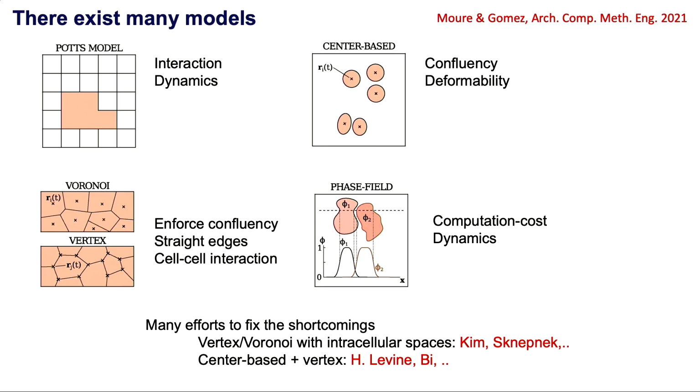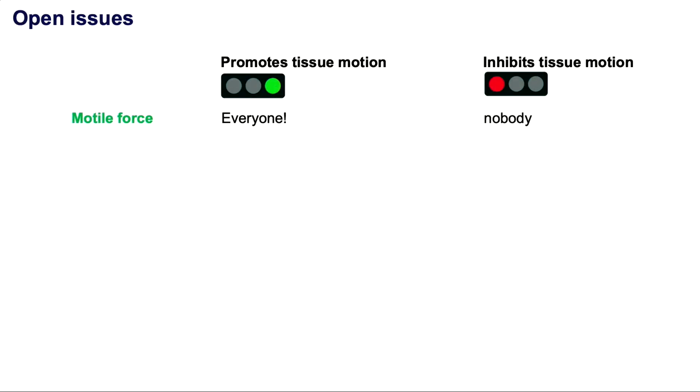And there have been, of course, many efforts to mix models or to extend them, to try to mitigate the limitations. And one consequence of this plethora of models is that there is actually no agreement on what controls very simple, basic features of tissue behavior. So, for instance, you may want to ask what is actually causing motility and what is actually trying to slow down motion. There is one thing on which everyone agrees: motility promotes tissue motion. You ramp up the motility and cells tend to move.